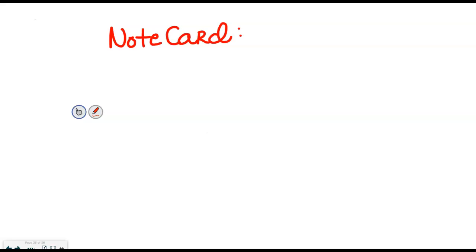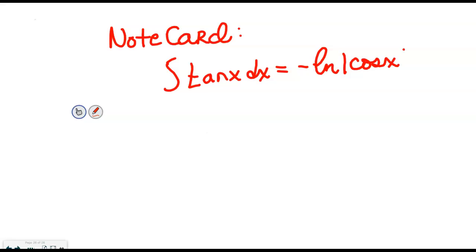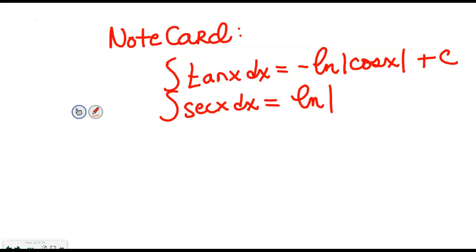The first one is that when you integrate tangent, if ever you have to, that's not one that needs to be committed to memory for AP, but it's negative natural log, absolute value of the cosine function, and then obviously plus c. When you integrate secant x dx, you get natural log, absolute value, secant x.